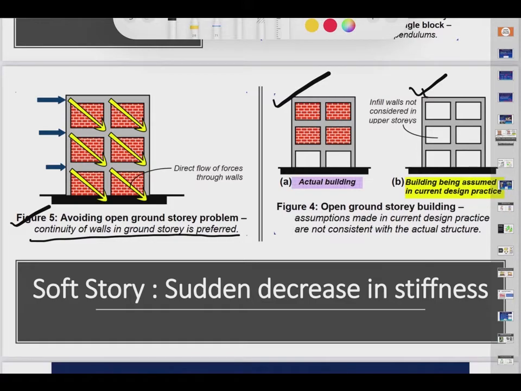Now we have to design the building like this, and if our building is sufficiently capable of resisting lateral load specifically in this case, then the building will perform very nicely during earthquake shaking. So these are the assumptions made in current design practices, although they are not much consistent with the actual structures.